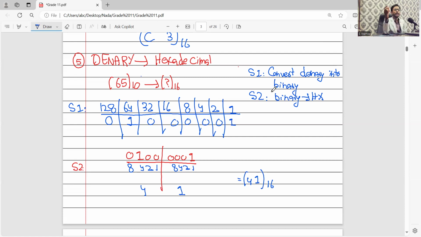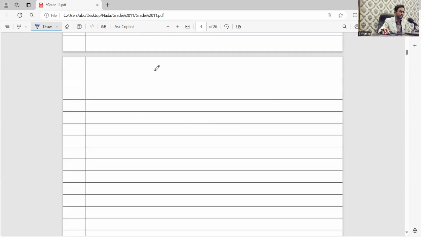I hope it's clear. It's based upon two stages. First, you need to convert the denary into binary. Then you need to convert the binary into hexadecimal.